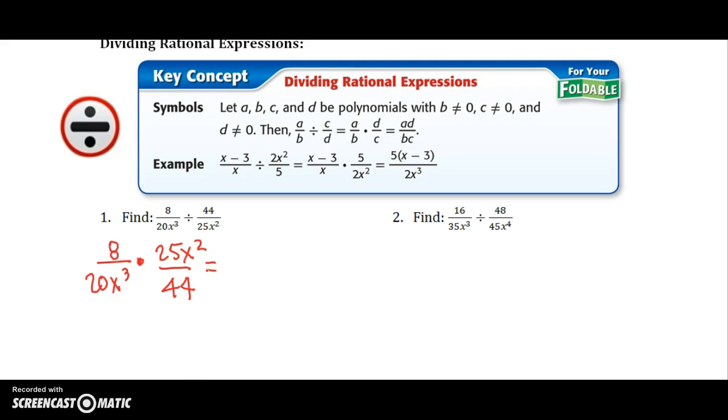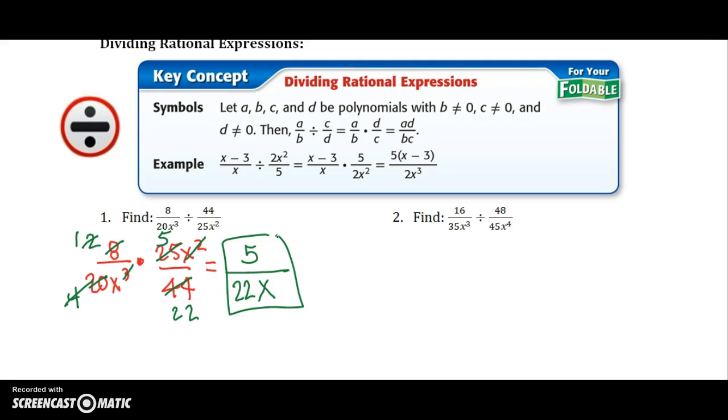And now we're ready to simplify. So x squared cancels with 2 of those, leaving 1x on the bottom. 5 goes into 5, and 5 goes into 25, and 4 goes into 44, and 4 goes into 8 twice, and 2 goes into 44, 22 times. I hope I'm not going too fast. So I have 22x on the bottom and 5 left on the top. 5 times 1 is 5. So you have 5 over 22x.